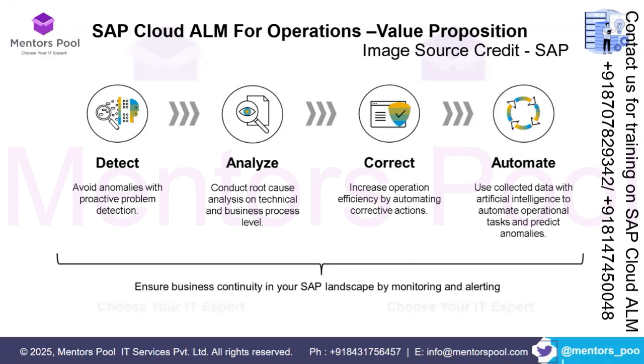So during detect, you are going to detect any business disturbances with proactive problem detection, and we are going to analyze. We are going to correct those situations by integrating ALM with the SAP Build Process Automation solution to automate the workflows based on the errors we get, and you can automate those using SAP Build Process Automation.